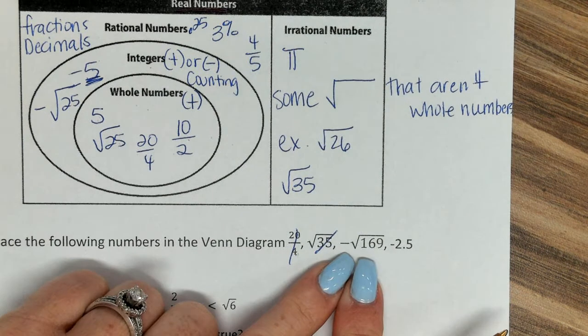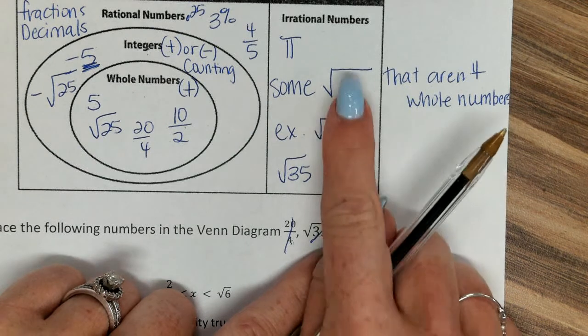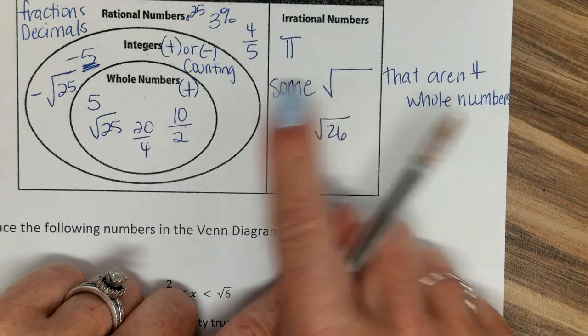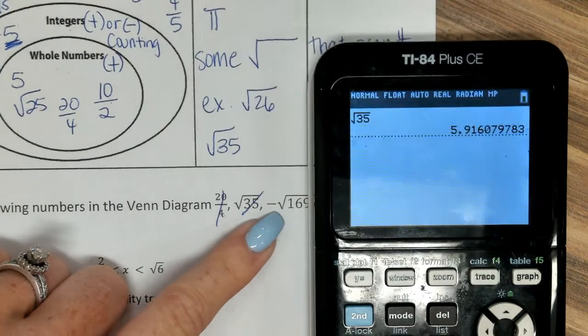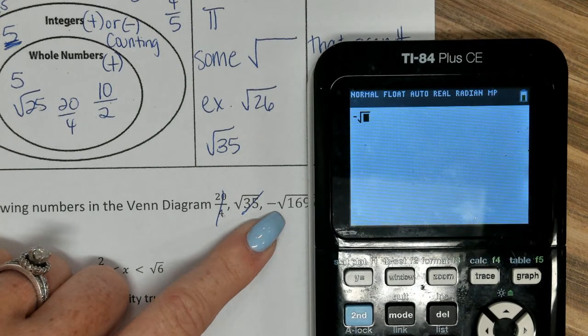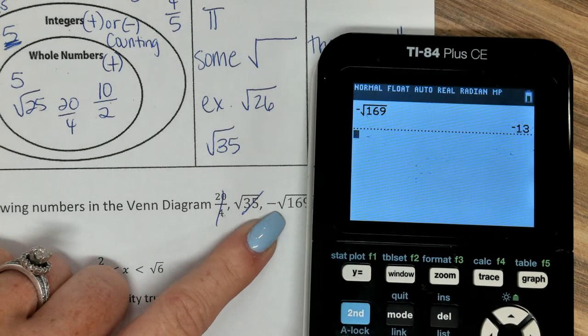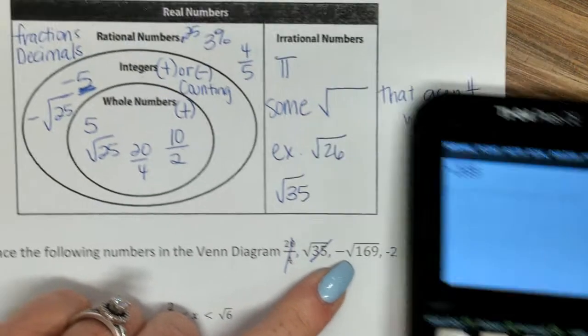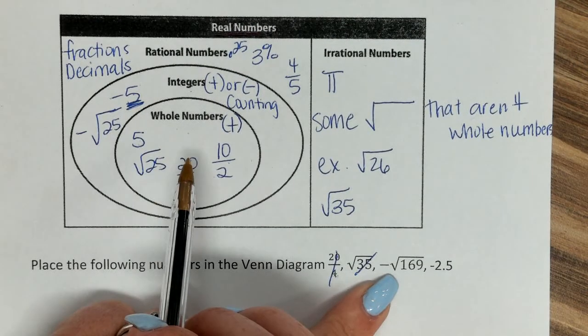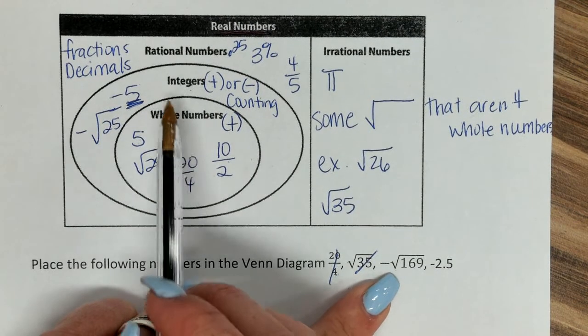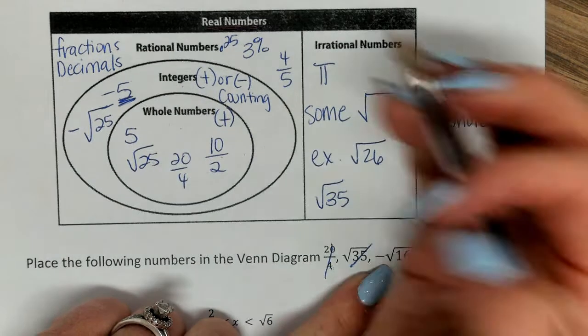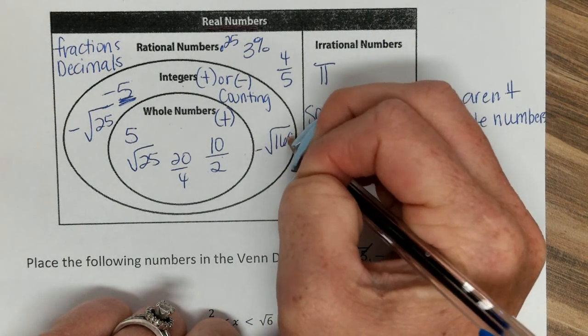The negative square root of 169. So it's either going to be irrational or it's going to go over here. We got to go put it into the calculator. The negative square root of 169. What is that? So is that whole? No, because it has a negative sign. Is it an integer? Yes. So the negative square root of 169 goes there.